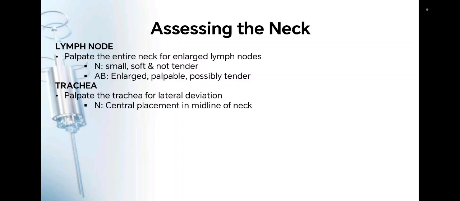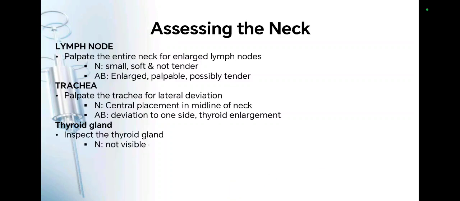For the trachea, you should palpate the trachea for lateral deviation. It should be placed centrally, midline of the neck. Any deviation to one side may tell us that there is a thyroid enlargement.